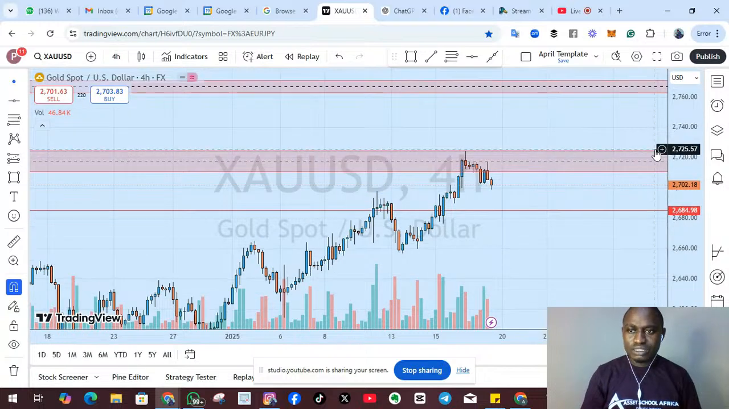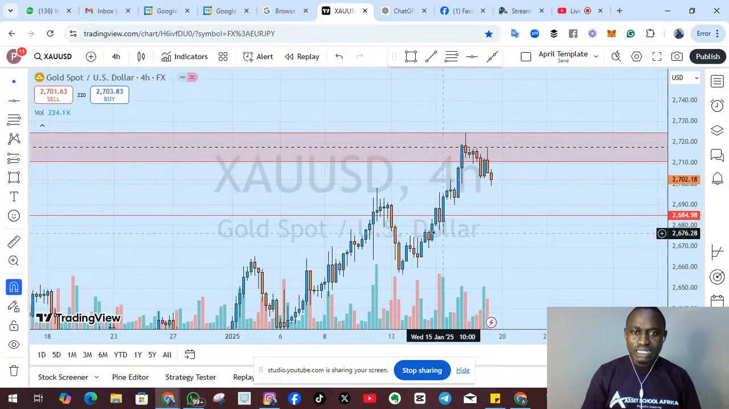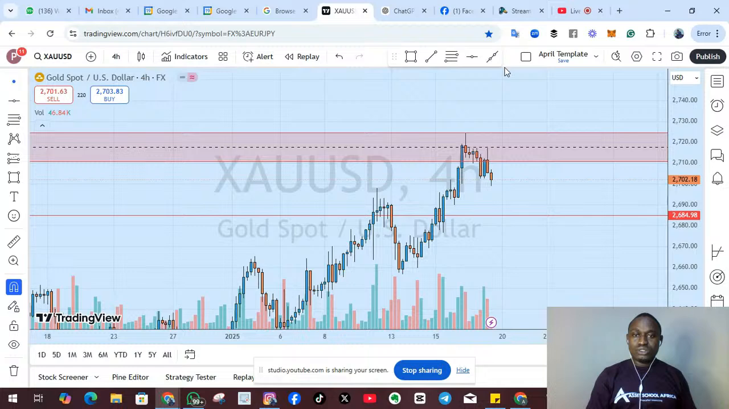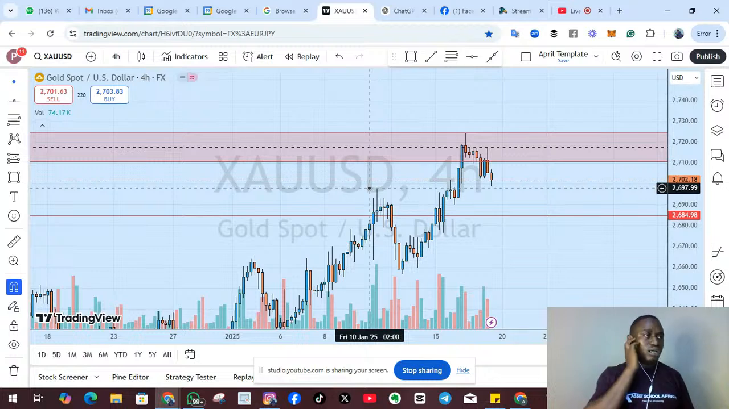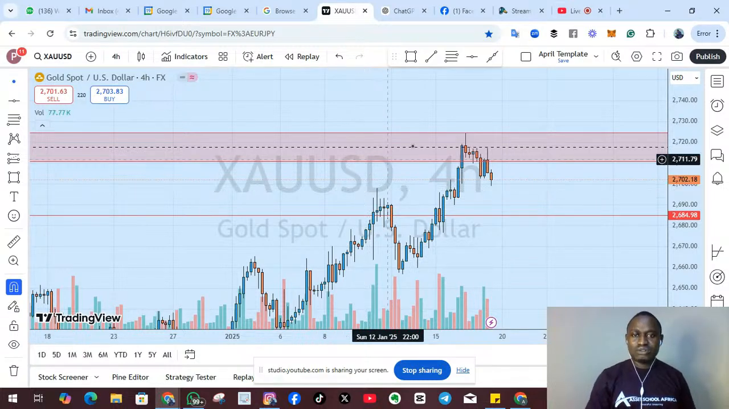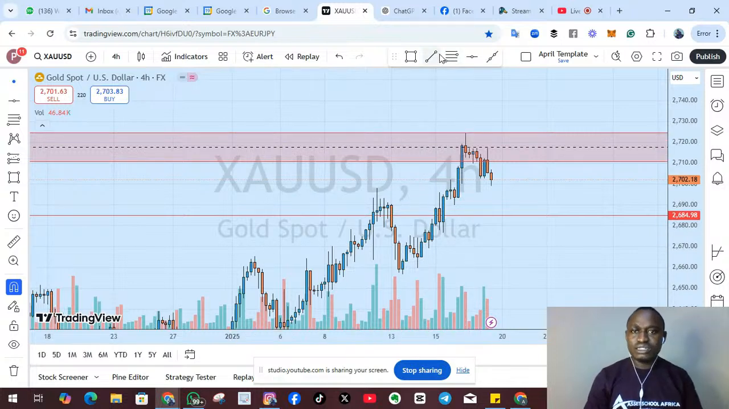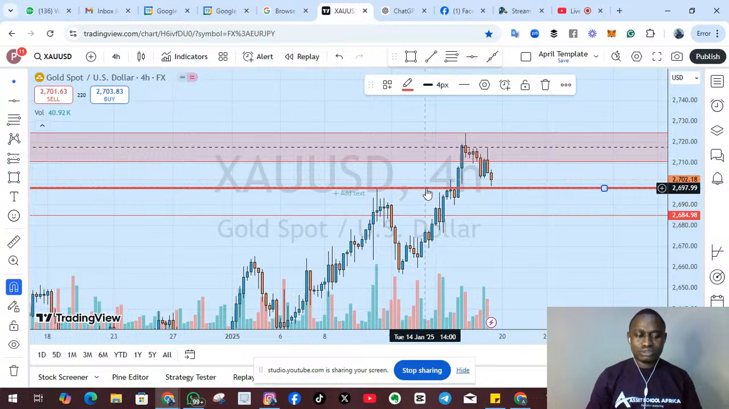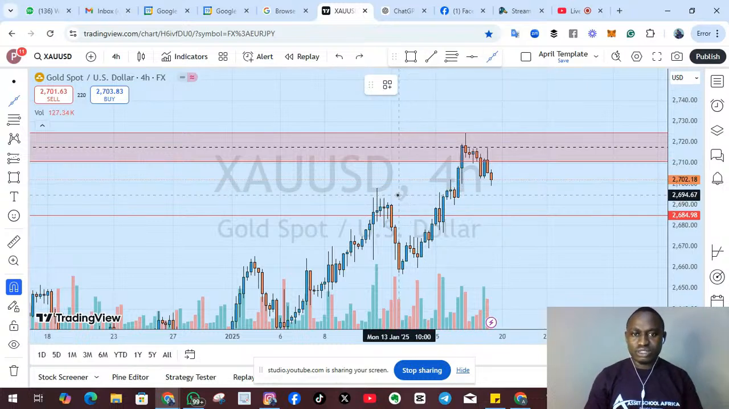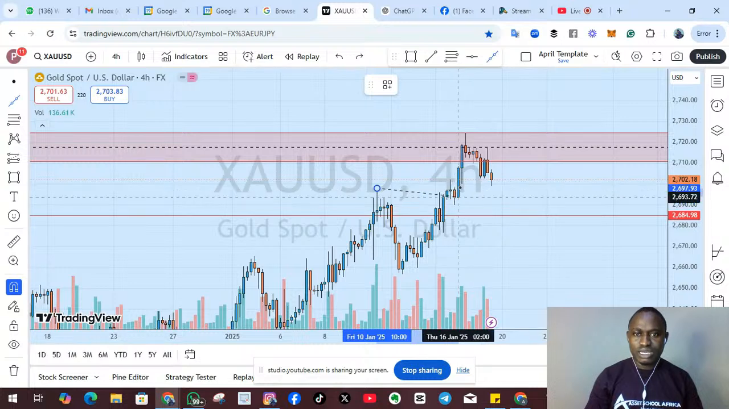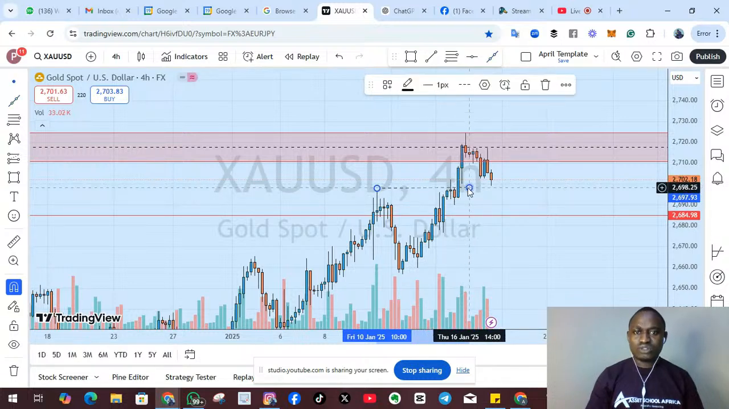So this is 4 hours, and the last trend has been bullish. So market has moved from point A to point B, which is to take out the old high. This order has been taken out. So there's a break in market structure here. There's a break of structure here. And then what is going to happen next?